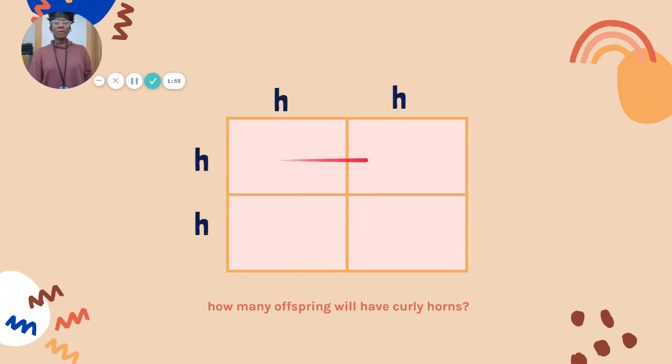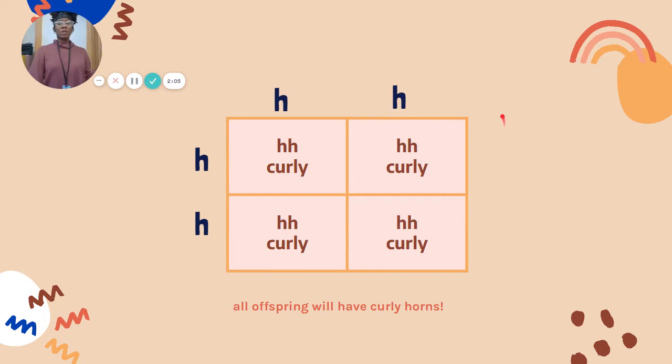they're all little h, which means they all have curly horns, which means no offspring have straight horns. So that was a thing that my in-person students, I realized this had happened.